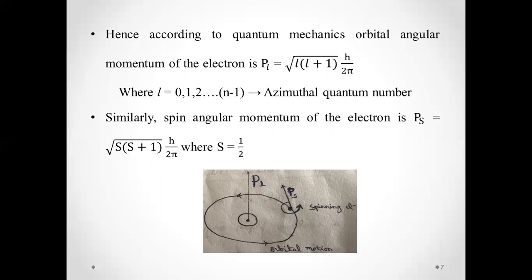Similarly, on the same lines, the spin angular momentum of the electron is given by Ps equals root of s into s plus 1 into h divided by 2 pi, where s is said to be equal to half.